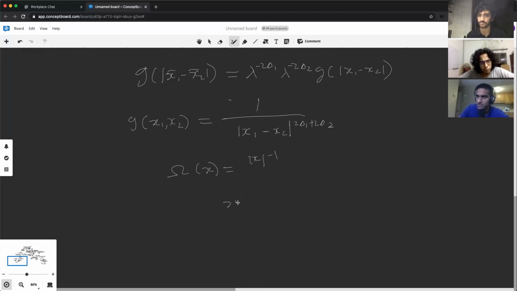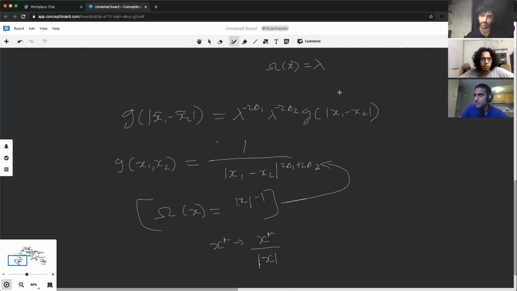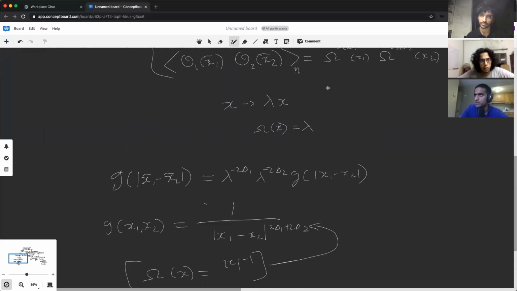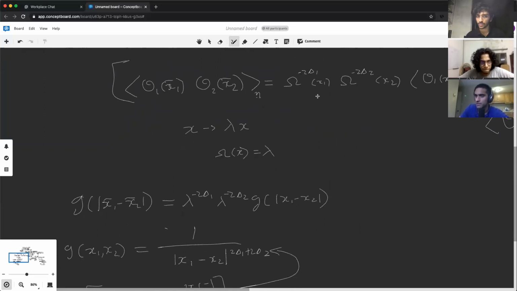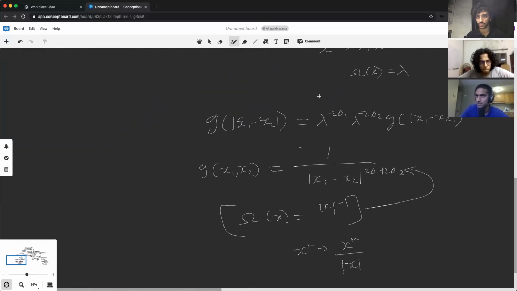Under an inversion, what happens is that my x's go to x over the length of x. So this is mu again. If I take this function and plug it back into this condition, you'll find that something very mild happens.